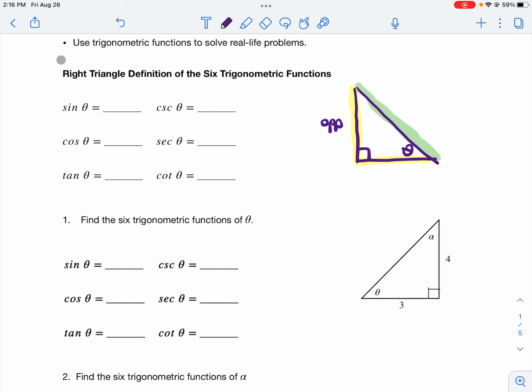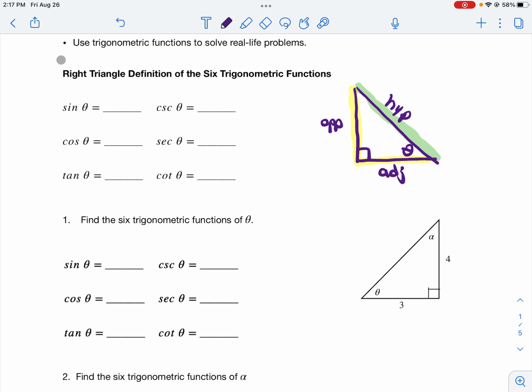Okay, so the leg opposite angle theta is called the opposite side. The leg adjacent to angle theta, so notice how this bottom leg is touching angle theta, is called the adjacent side because it's adjacent to angle theta. It's one of the rays that form angle theta. And the side opposite the right angle is always called the hypotenuse, and it's always the longest side of the right triangle. So that's how you identify the sides of your right triangle.